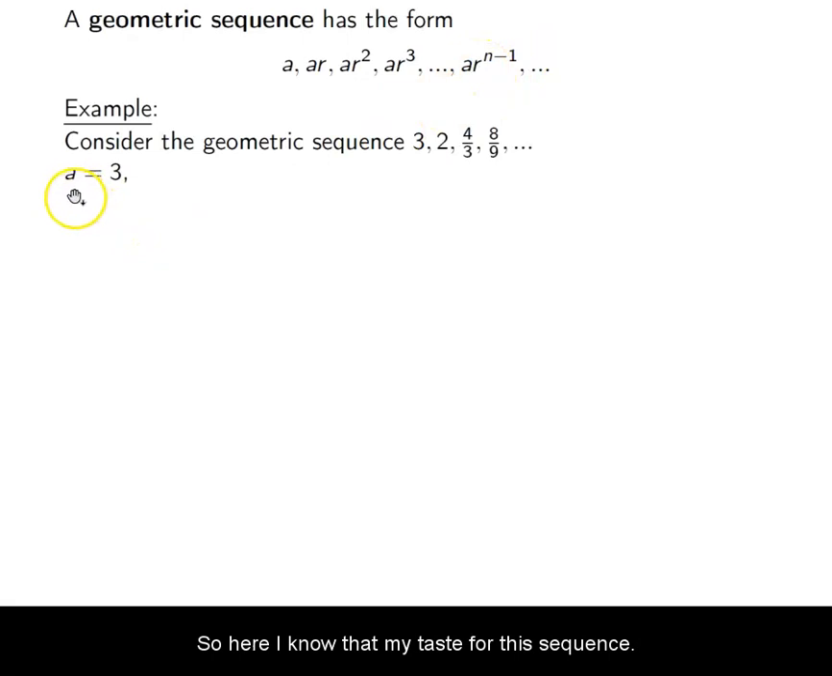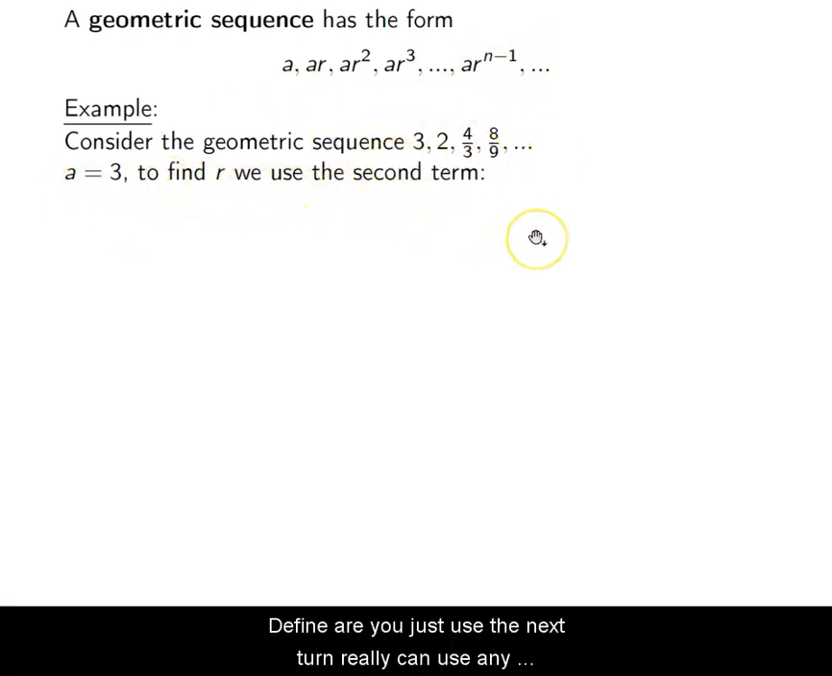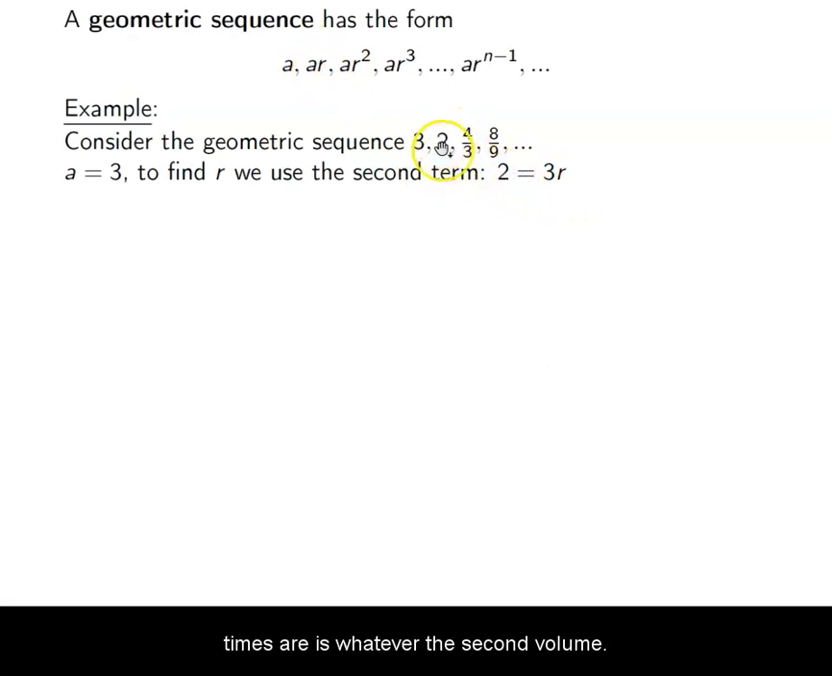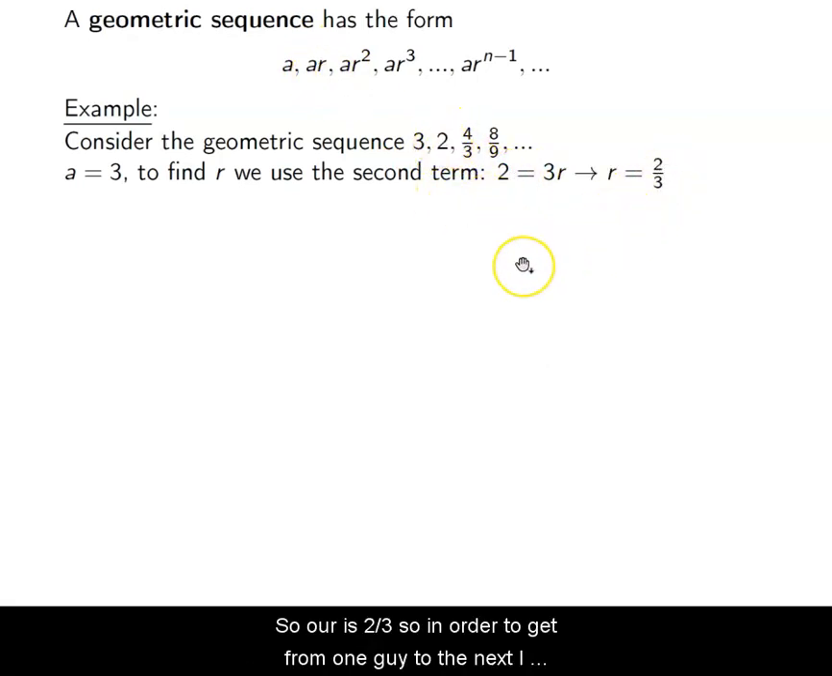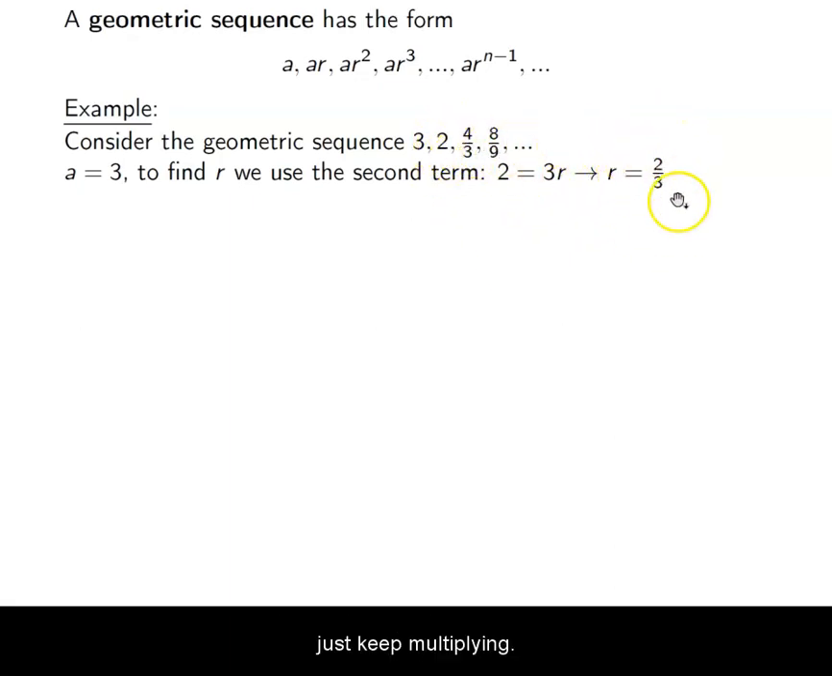So here I know that my a is 3 for this sequence. To find r, we just use the next term. Really, we can use any 2 consecutive terms, but it's easier to use this. So I know that 3 times r will be my second value, so 3 times r is whatever the second value is. So r is 2/3. In order to get from one value to the next, I just keep multiplying the previous value by 2/3. So my general term here is 3 times 2/3 to the n minus 1 power. That's the general term.